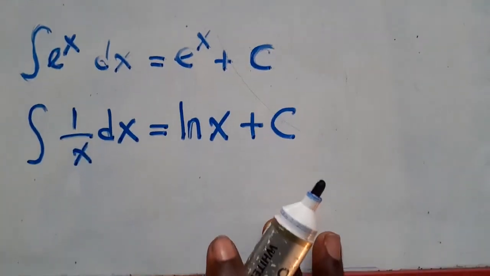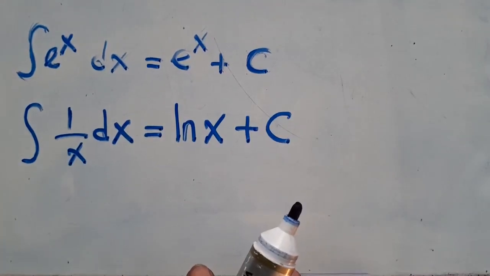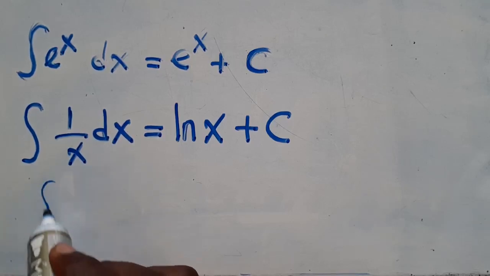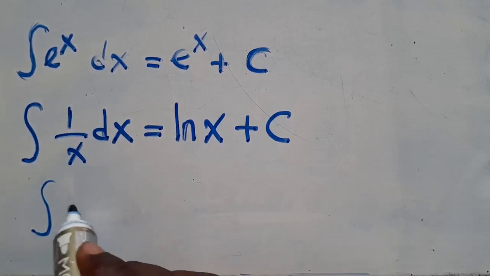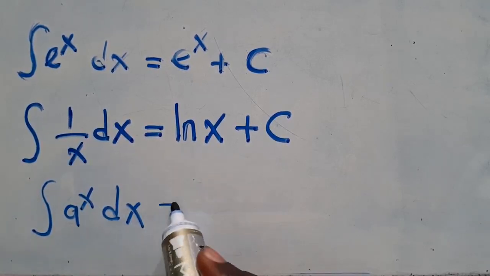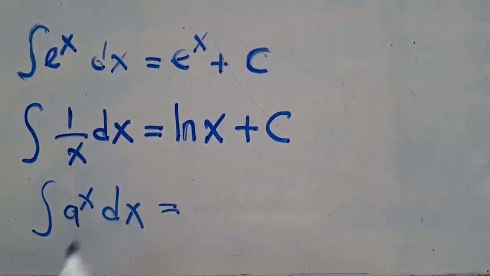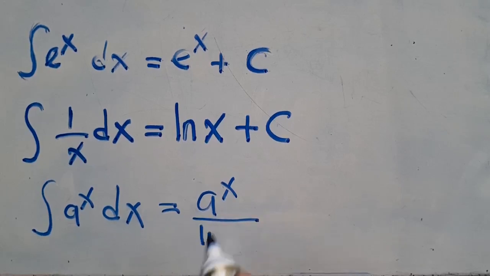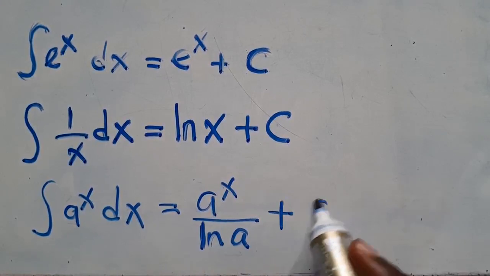Let me give you another one. Think of something like a to the power x dx. What answer are you supposed to get? It can be a to the power u, so it is a to the power x over ln a, then you just put plus c.